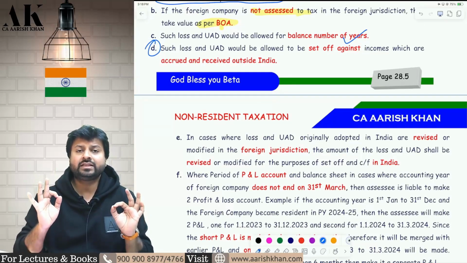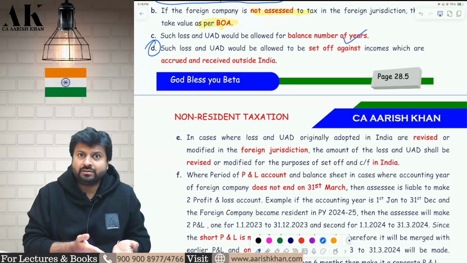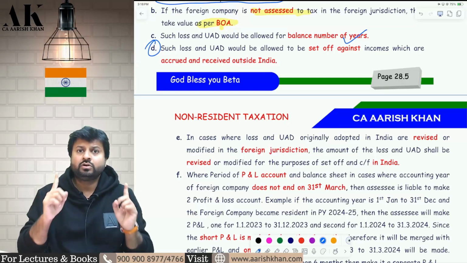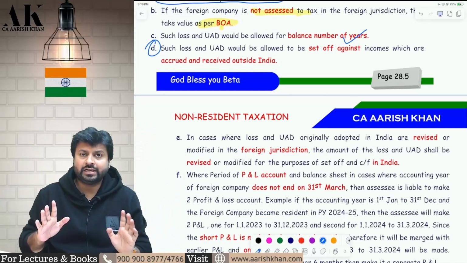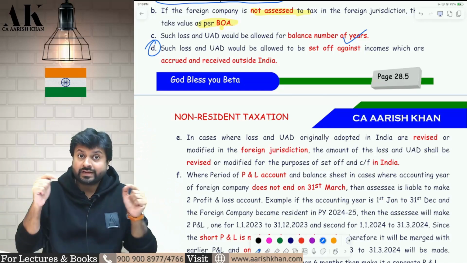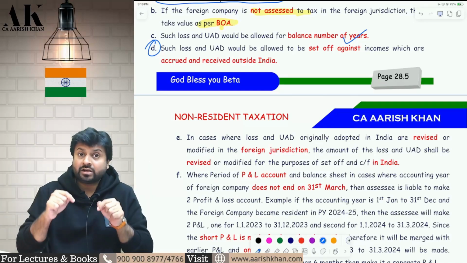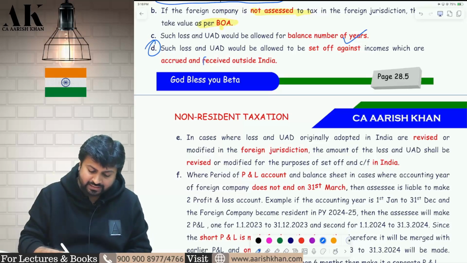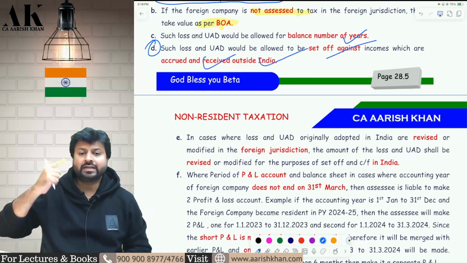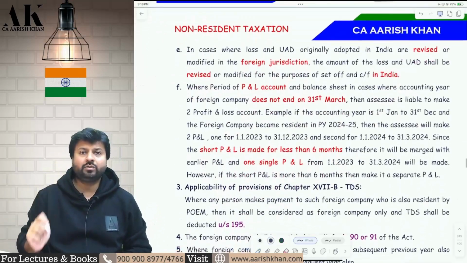This loss and this UAD, which is coming from the United Kingdom to India for the first time in 24-25, can be carried forward and set off only against income which is accrued outside India and income which is received outside India. It cannot be carried forward and set off against an Indian income which is accrued in India or income which is received in India. This can only be set off against the income which is accrued outside India and income which is received outside India. I hope it is clear to all of you.